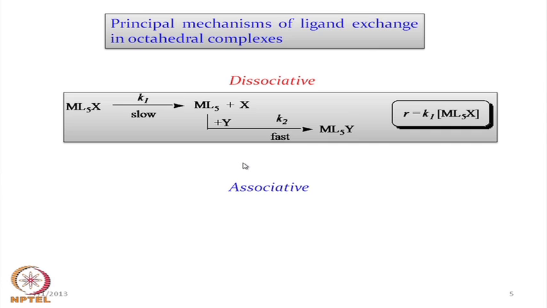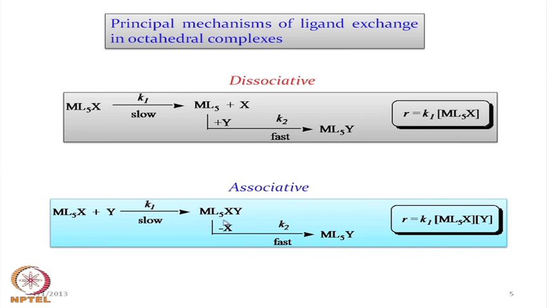In the other case, which is associative in nature, the incoming ligand can go and attach to the metal center, forming the ML5XY. In this particular case, this is the slow step, but in the dissociative case the dissociation is the slowest step, and the slowest step is the rate determining step. That means the rate of the reaction is dependent only on the slowest step, that means the dissociation path.